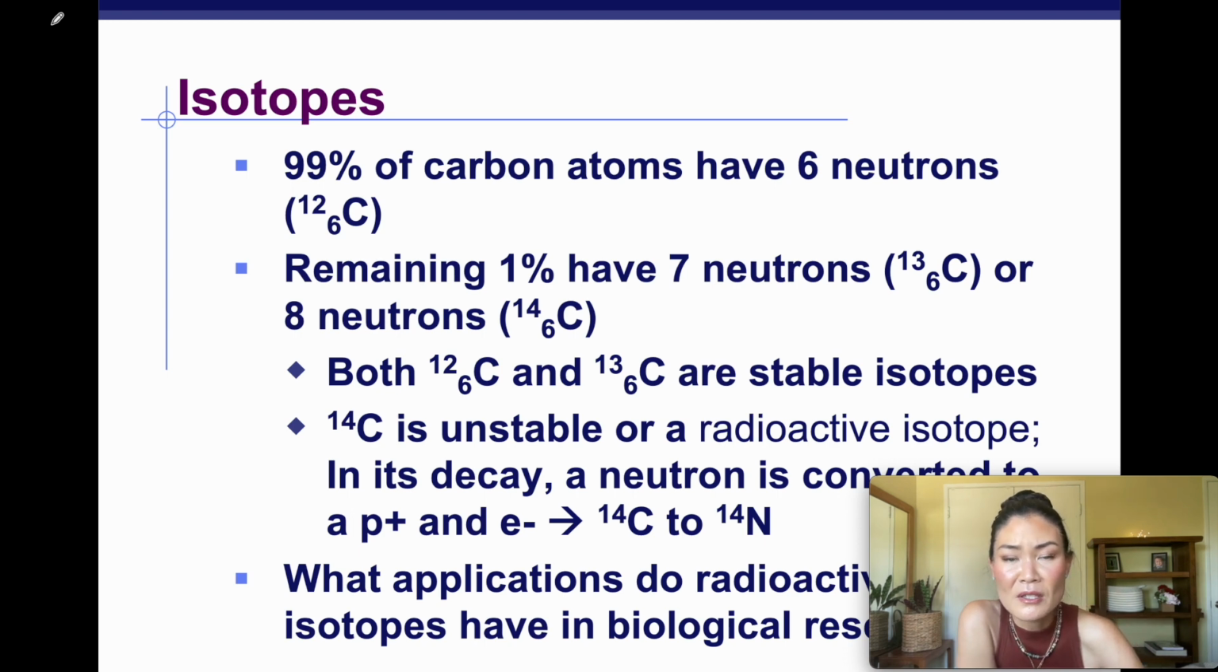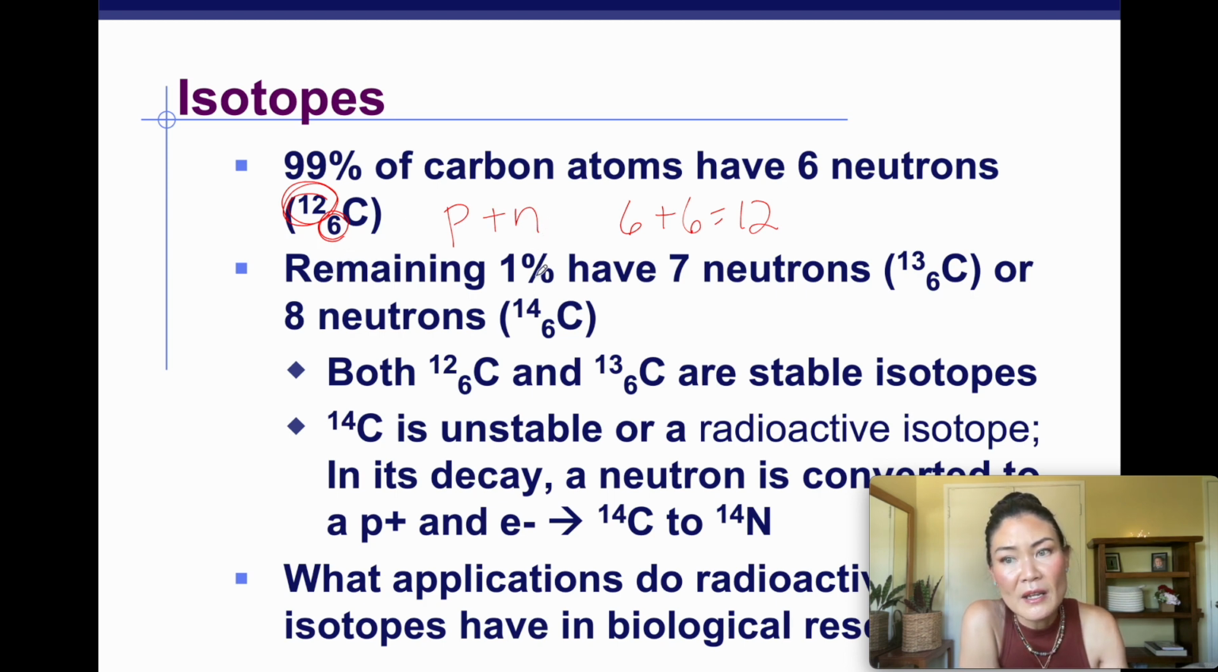99% of carbon atoms that are found on our planet have 6 neutrons and 6 protons, and we call that carbon 12. The reason we call it carbon 12 is because 12 is the atomic mass number. The atomic mass is basically the number of protons plus the number of neutrons, and in this case we have 6 protons plus 6 neutrons, which makes 12. And that 6 is the atomic number, which references the number of protons.